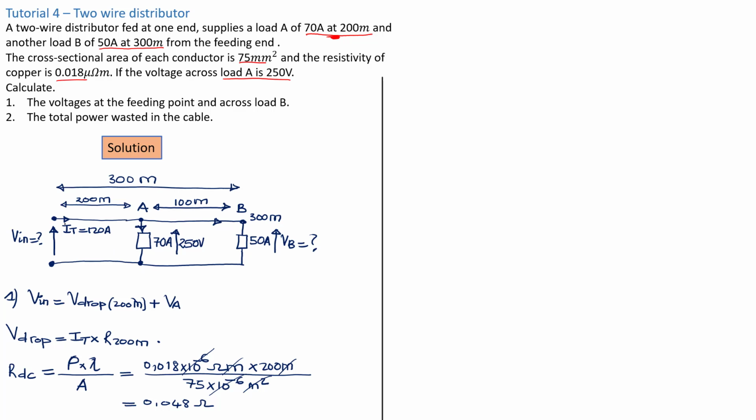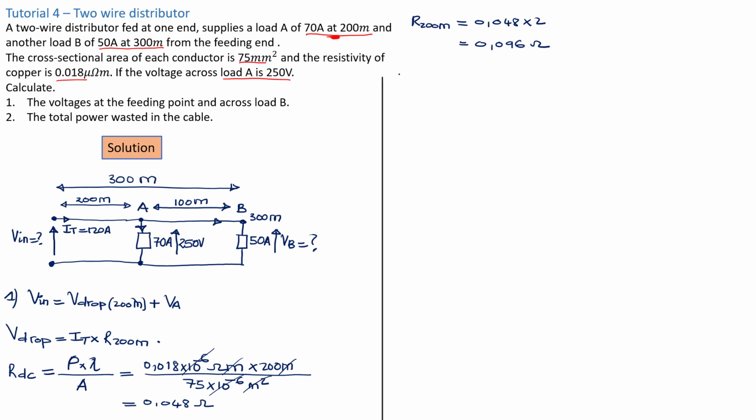Now, this resistance that we just found is from a single cable going like this. But because it's a two-wire distributor, we need to times this resistance by two. So we can say that R 200 meters is 0,048 times 2, and this gives us 0,096 ohm.